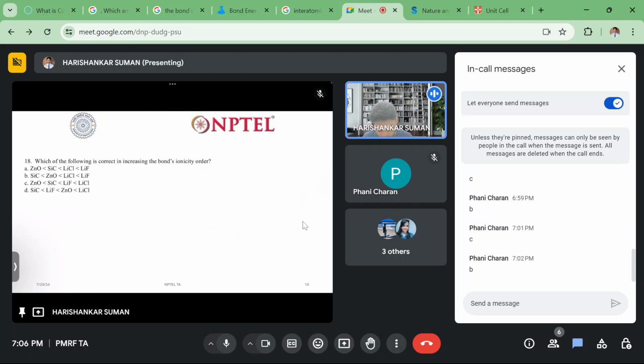Let's go for the next question. Which of the following is correct in the increasing bond density order? So now we can choose the right option. We have discussed ionic bond. Take 2 to 5 minutes, and response please. Think about this.